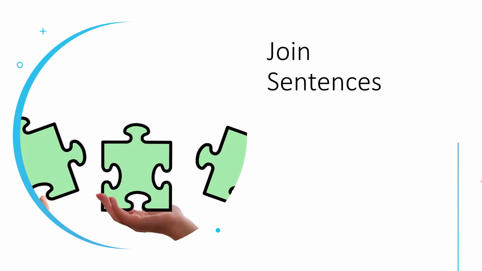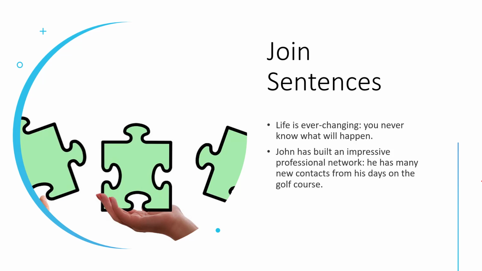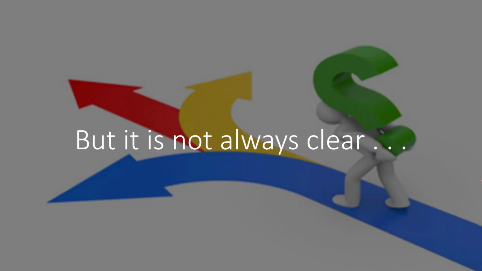Colons can also be used to join sentences. Life is ever changing: you never know what will happen, with the colon separating those complete thoughts. John has built an impressive professional network: he has many new contacts from his days on the golf course. Both of those sentences could have been written separately or they could have been joined many different ways, but using a colon between those two complete thoughts is definitely one of the options for joining your sentences. It's not always clear.